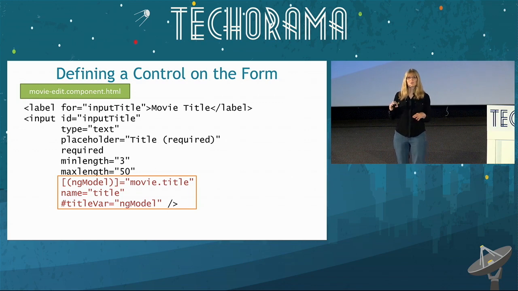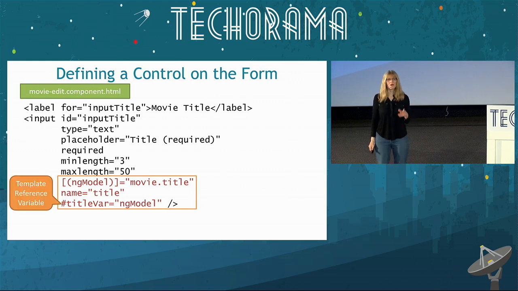Now, the name attribute is a standard HTML attribute, but I put it in red as part of the Angular-y stuff because Angular requires it. In order for this input element to be appropriately tracked by its internal data structures, it has to have a name attribute. And the name we give to that attribute is the name that it uses to keep track of that control. That last thing, that hash thing, is called a template reference variable.